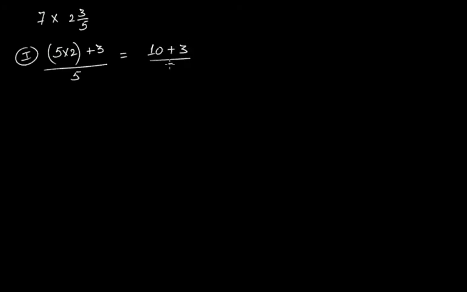Let's take one more example, and let's say this time we have 7 times 2 and 3 divided by 5. So the first step will be to change this mixed fraction into an improper fraction. So this will be 5 times 2 plus 3 divided by 5. This will be 10 plus 3 divided by 5. This will be 13 divided by 5.